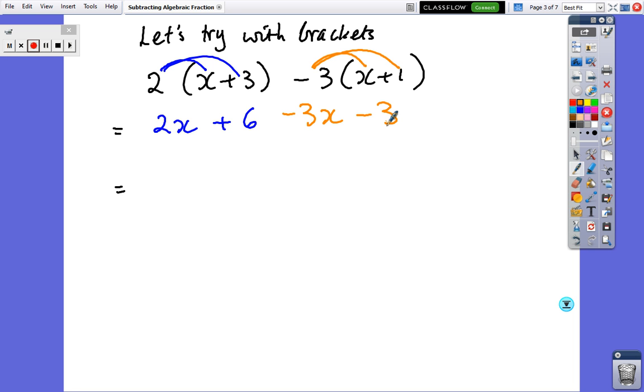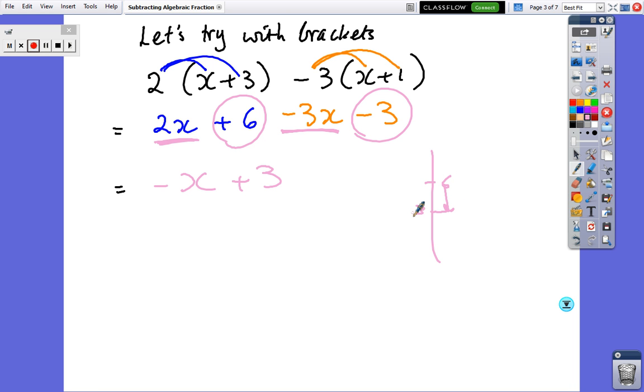And then we just add like terms or subtract like terms. So 2x minus 3x is minus 1x. And 6 minus 3 is 3. 6 minus 3 is 3, not minus 3. So 6 minus 3 equals plus 3. Okay, copy that down when you're ready to come across to the next slide.